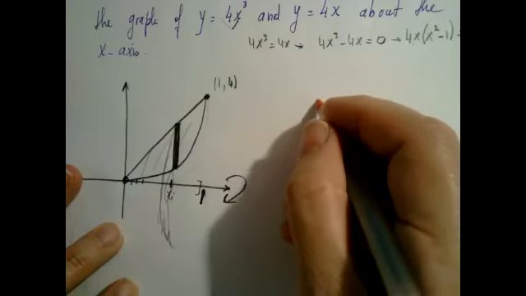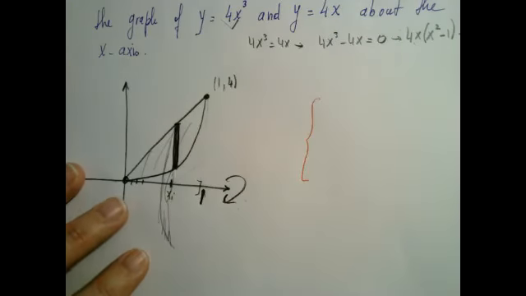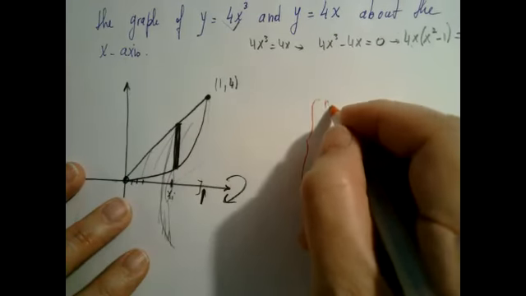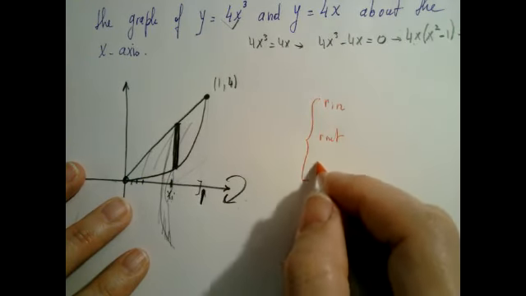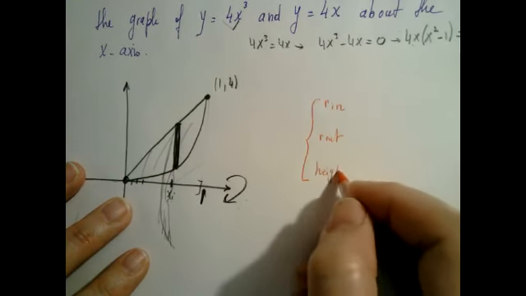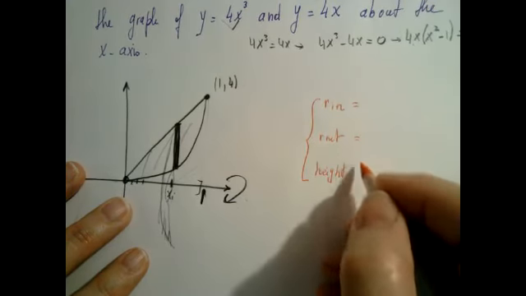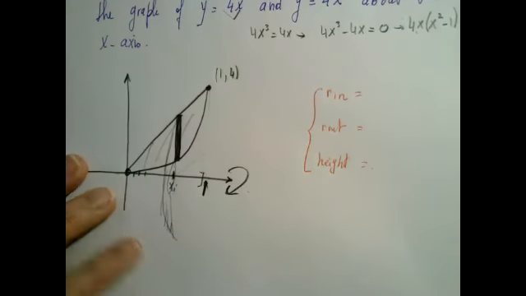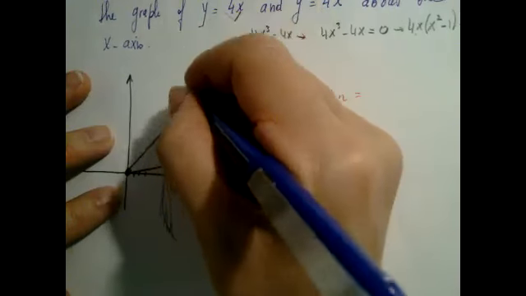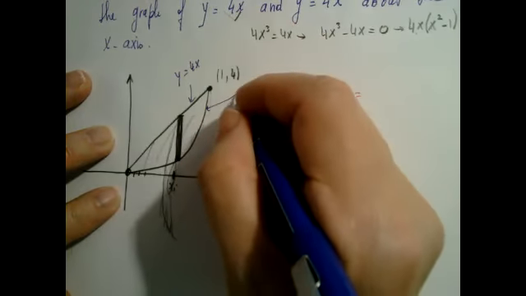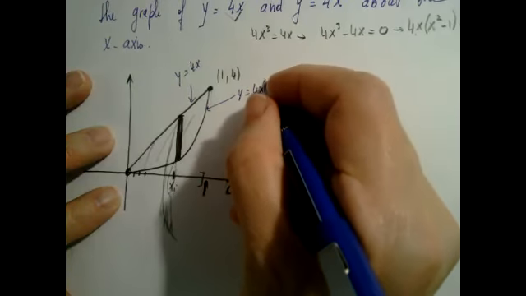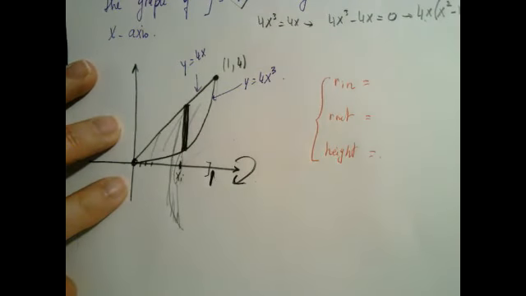All right, so now I'm gonna concentrate on the washer, and I'm going to find the inner radius, the outer, and the height. Okay, all right, and let me remind you, this is y equal 4x, and this is y equal 4x cubed. Very good. Now, to finish quickly, what is the inner radius?